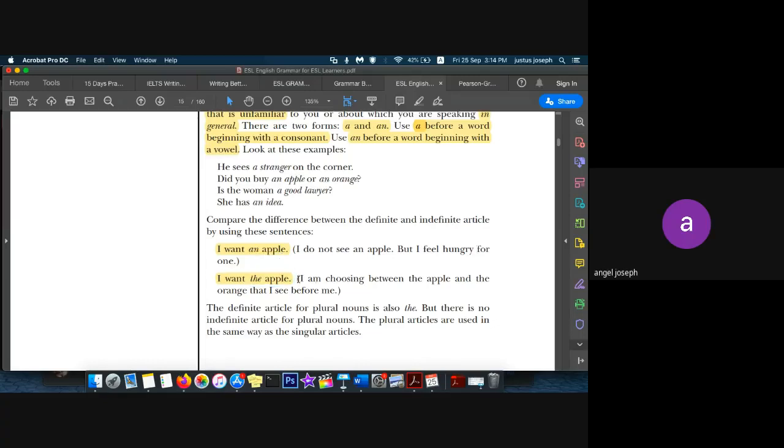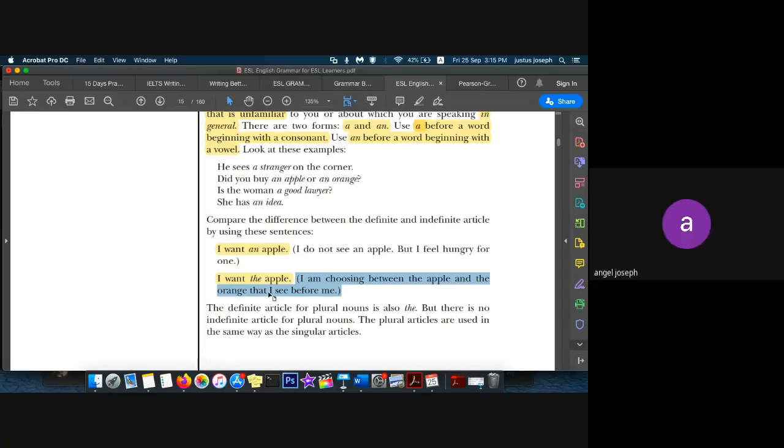So what is he doing? I'm choosing between the apple and the orange I see before me. So imagine yourself. You went to your friend's house and he brought one apple and one orange. So what will you tell him? I want an apple or I want the apple? Imagine you've gone to your friend's house. He brings a plate to you. In the plate there is one orange and one apple. What will you tell him? I want an apple or will you tell him I want the apple?